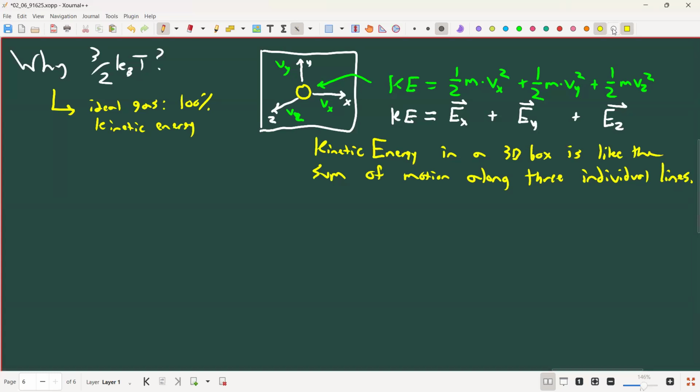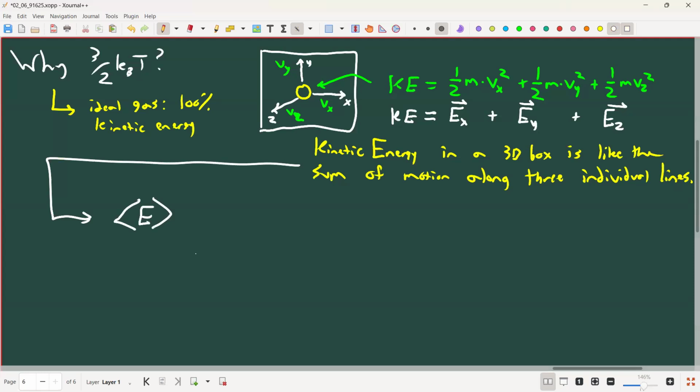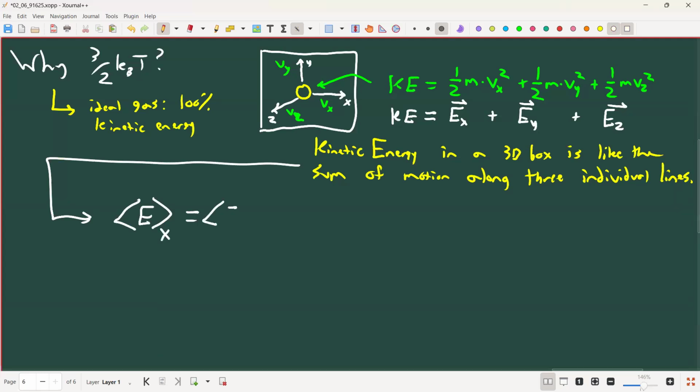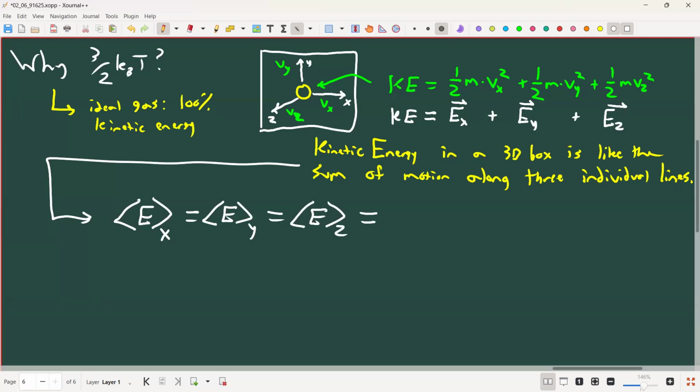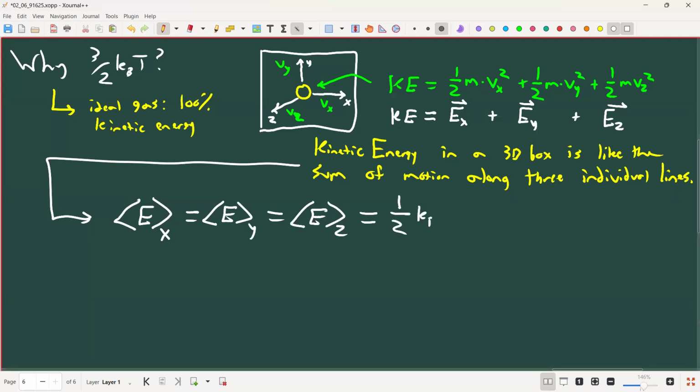And what you find is that when you take this idea and you calculate the average energy along one of the directions, so just along x, which is equal to just along y, which is equal to just along z, exactly the same math I did before, but now I'm integrating over one dimension instead of three, it comes out to 1/2 kBT.